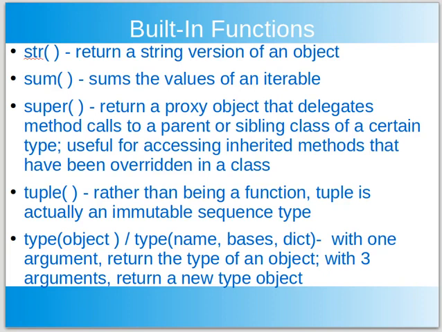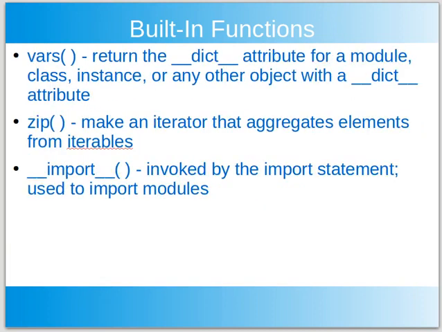And for the next one, we have two kinds of options. Type can either take an object, or a name, bases, and a dict. With one argument, it returns the type of an object. With three arguments, it returns a new type object. Vars returns the dict attribute for a module, class, instance, or any other object with a dict attribute. Zip makes an iterator that aggregates elements from iterables. Import is invoked by the import statement. Used to import modules. So that's pretty much a summary of the built-in functions available in Python.